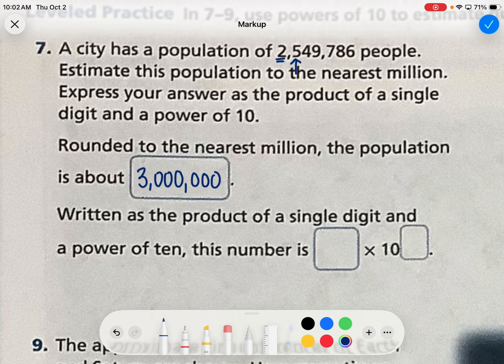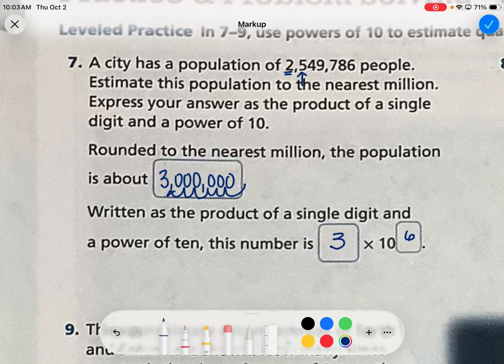Writing it as a product of a single digit and a power of 10, this is a really large number. So should my exponent be negative or positive? Positive. So I'm going to move that decimal. It's over here. So I'm going to go 1, 2, 3, 4, 5, 6 times. So it would be 3 times 10 to the power of? 6. Yes, positive 6. Does that make sense? Yes, ma'am. Okay, questions so far? We're good?